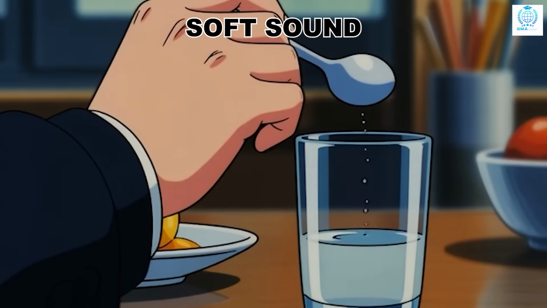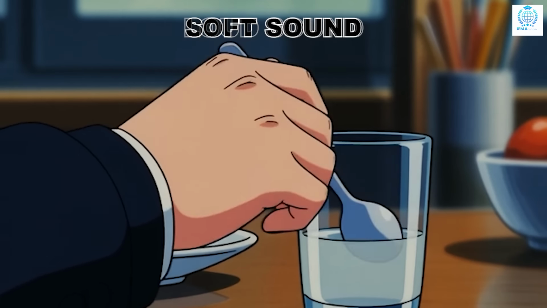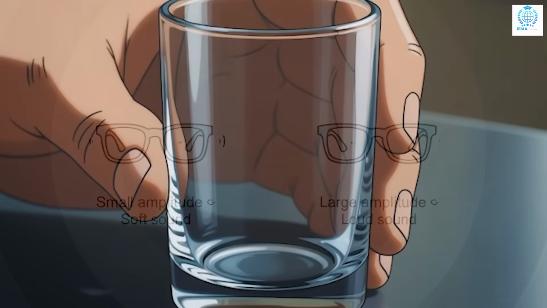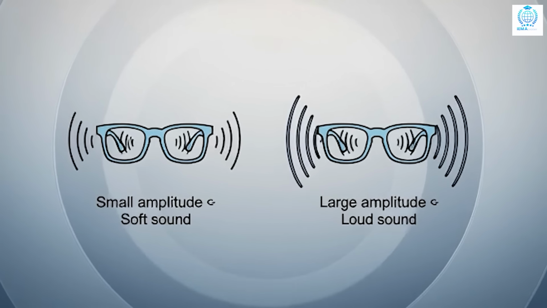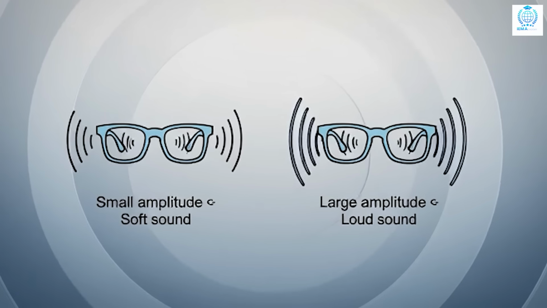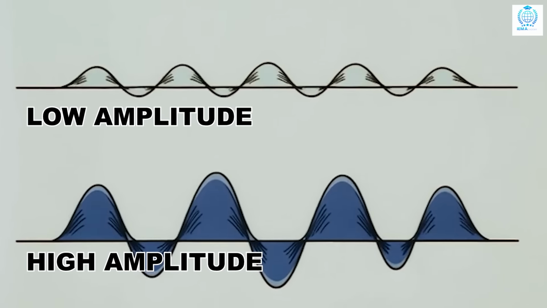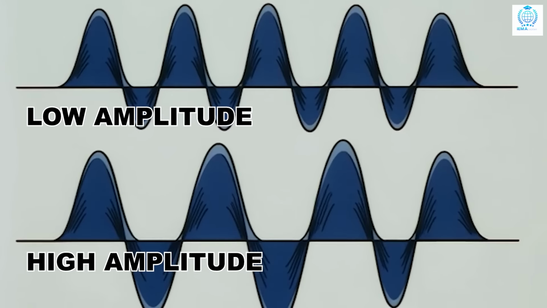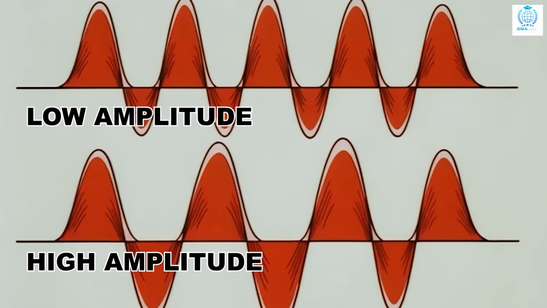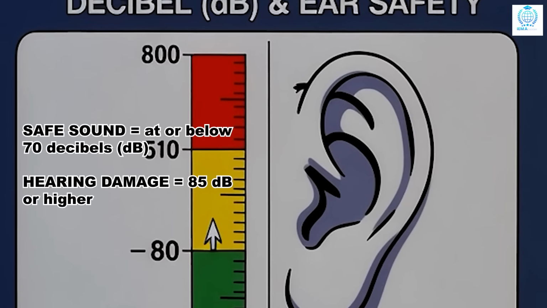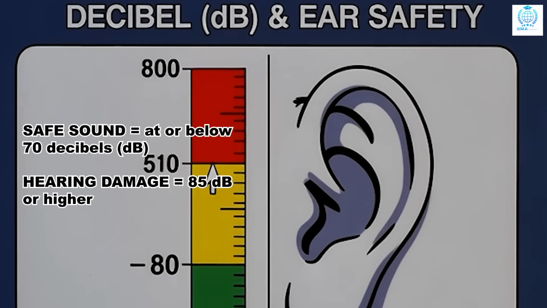Now let's talk about loudness. Why some sounds are soft and some are very loud. Loudness mainly depends on amplitude. Amplitude means how big the vibration is. Small vibration, small amplitude, soft sound. Big vibration, large amplitude, loud sound. So when you hit a glass gently, the sound is soft. When you hit it hard, it vibrates more, so the sound is louder. In physics, loudness is measured in a unit called decibel, written as dB. Very loud sounds, above around 80 dB, can actually be harmful to our ears.